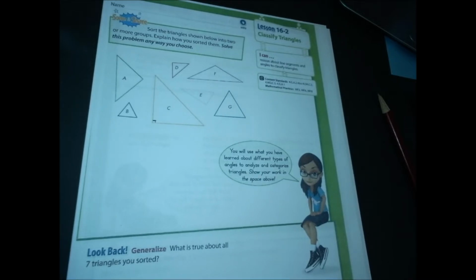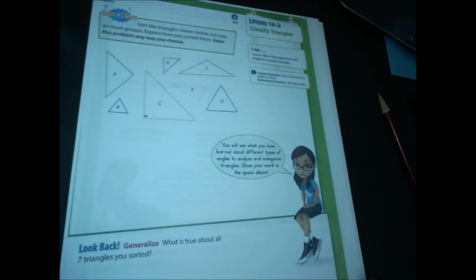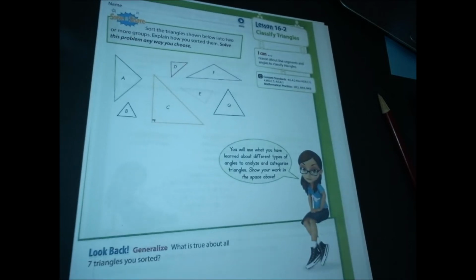Sort the triangles shown below into two or more groups, then explain how you sorted them and solve this problem. You may choose different ways to solve this one as you are sorting. You may go ahead and pause the video and try sorting these triangles into three groups. Okay, now let's take a look at how you may have sorted these triangles.